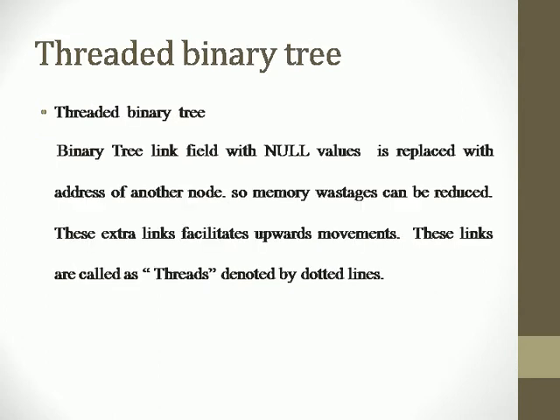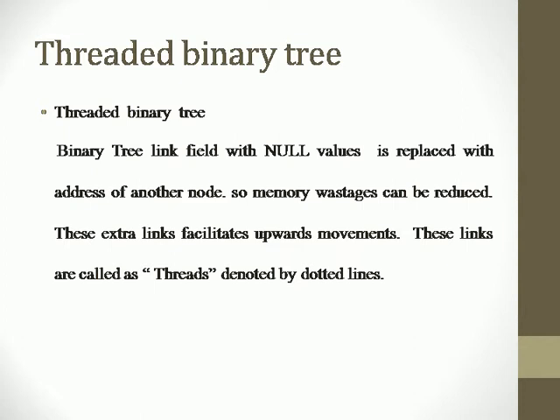Threaded binary tree can be defined as a binary tree whose link fields with null values are replaced with the address of another node. So memory wastage can be reduced. The other node may be the next node or the previous node. The memory wastage can be reduced by doing this practice.